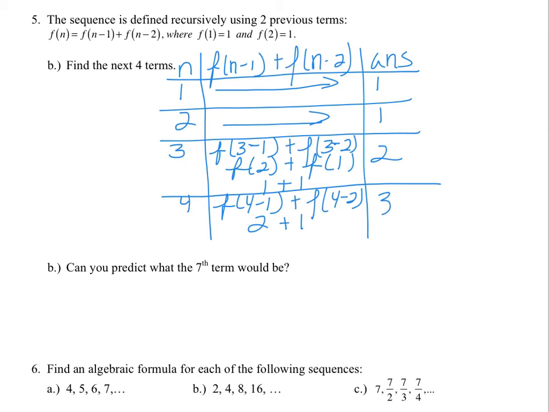So 2 and 1 make 3. All right, one more for this one. And that'll give us, oh no, we got a few more for this one because we have to go to 6 to get the next so many terms. All right, here's the fifth.